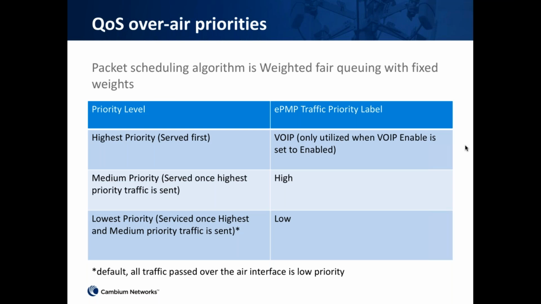Between those priority queues, we have a so-called weighted fair queuing mechanism. Depending on those 3 queues, they have different weights. Obviously, the highest priority queue has a higher weight compared to the medium and lowest.